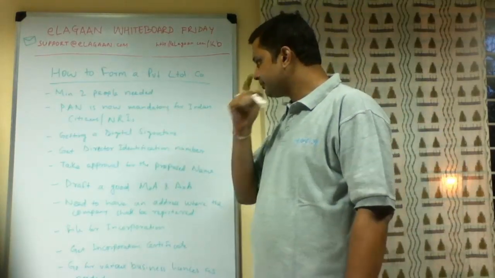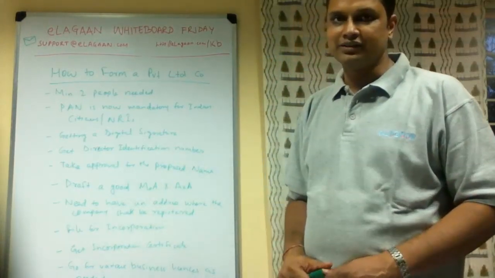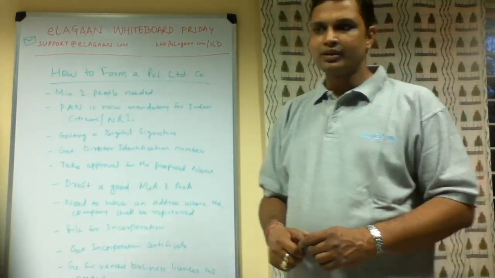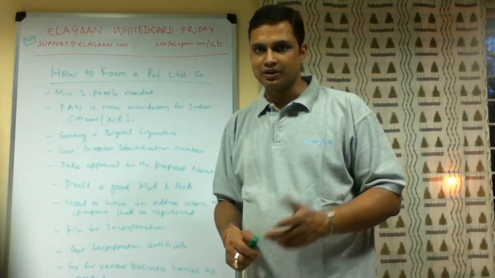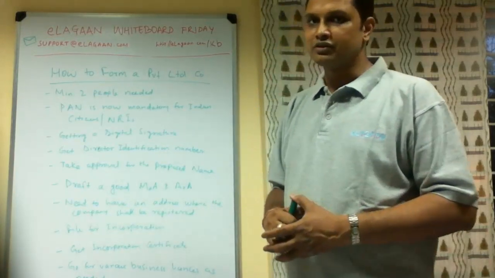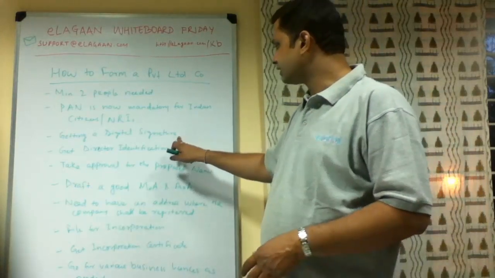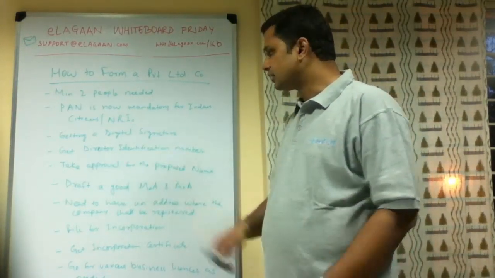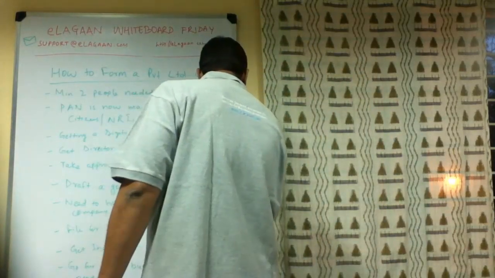So you need PAN. One of the first steps is to get a digital signature. In a private limited, one person needs to have a digital signature. To know more about digital signature, refer to our other video on digital signature. Since all the documents are filed electronically, this is an important first step. Then we get the Director Identification Number, which is called DIN.